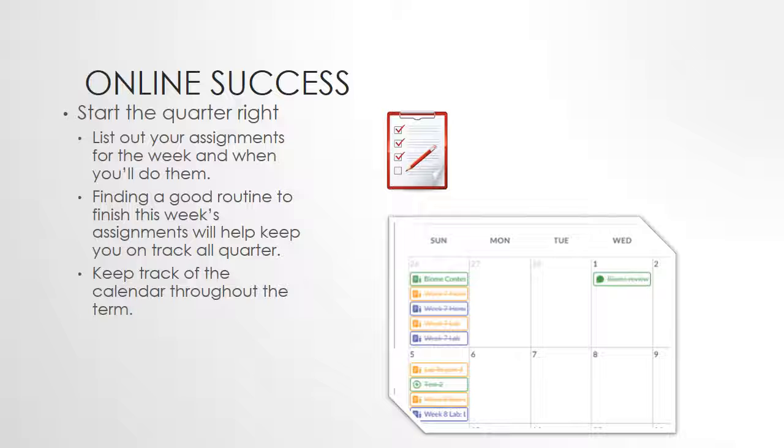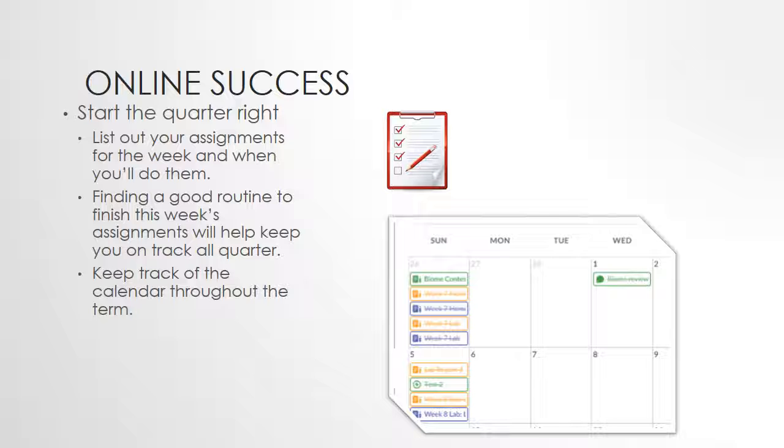online class. So my first biggest tip is to start the quarter off right. So list out all your assignments for the week and when you're going to do them. And the reason for this is that you don't want to set aside a certain amount of time to work on work and then only get one course done. Make sure that you're planning out when you're going to do each assignment, labs, homeworks, work for other classes, and try to stick to that schedule in your first week and adjust it as you need to in the future weeks.